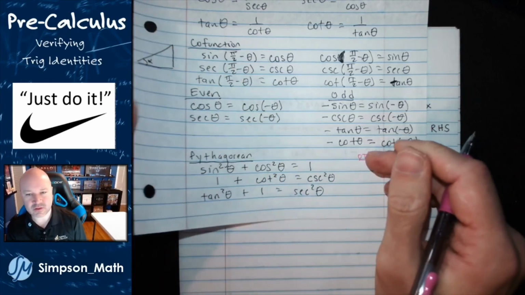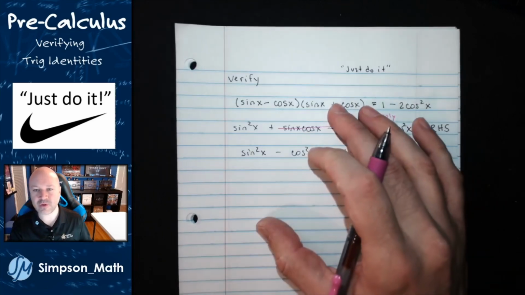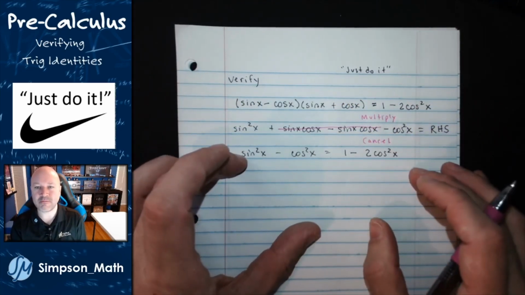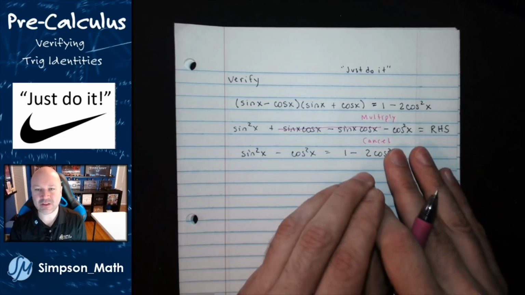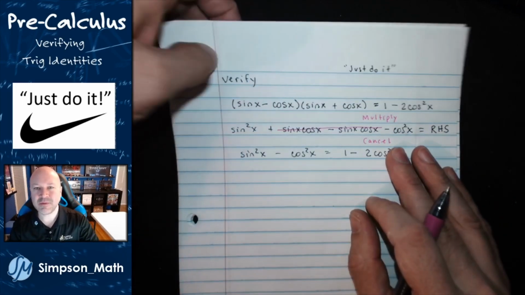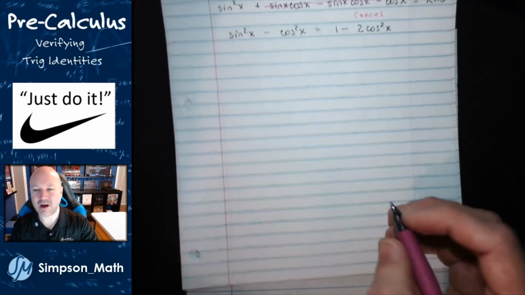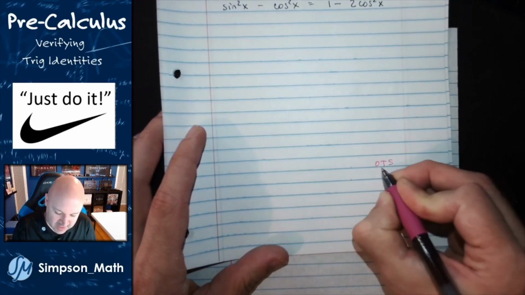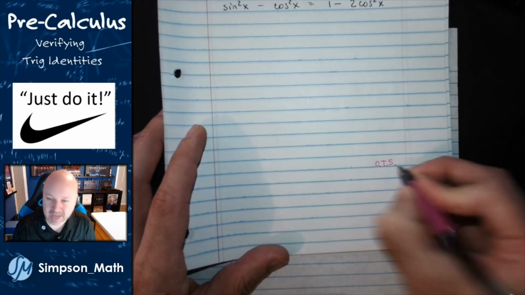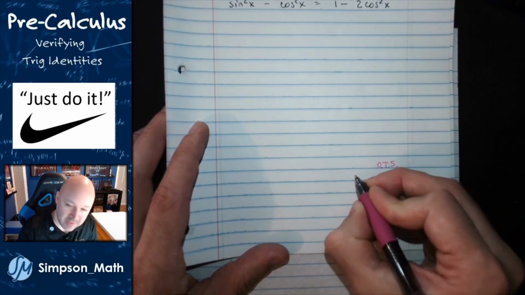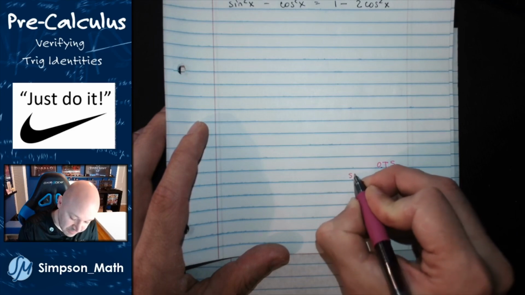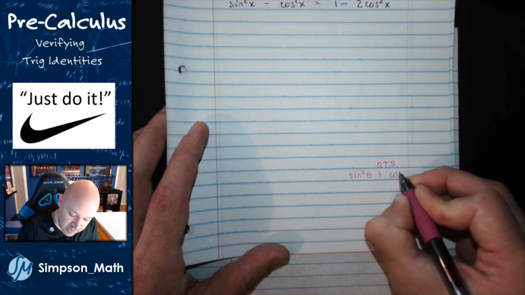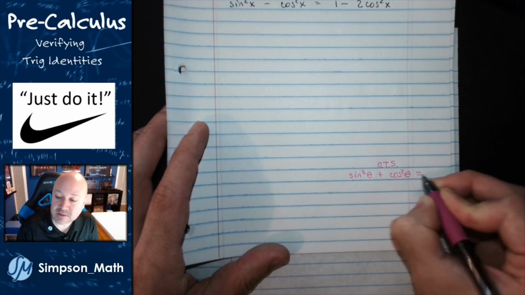So if you wanted to do this in the formal proof, just be very careful. This is my proof, so I don't want to throw in math that doesn't make any sense. So let me come down here and go off to the side. OTS. Off to the side. I'm going to write down the Pythagorean identity that says sine squared of any angle plus cosine squared of that same angle is equal to 1.